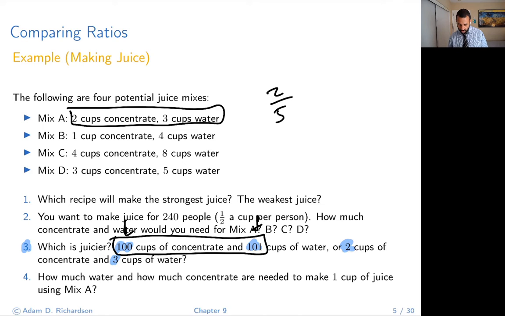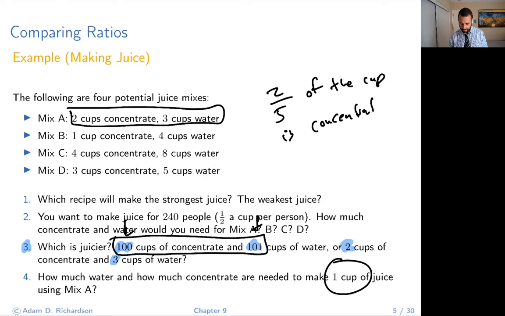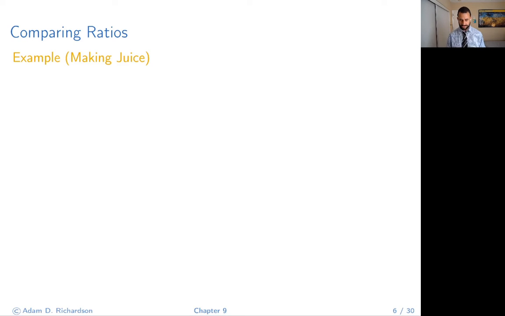So really, we're thinking about this. If we need to know how much water and concentrate we need to make 1 cup of juice, what we know is that 2/5 of the cup is concentrate, and 3/5 of the cup is water. And there it is. So that's how we do it. So even though we're trying to make 1 of this thing, that doesn't change how we would actually go about the problem, which is kind of cool. All right. I guess I had all that space over there. I could have used it.